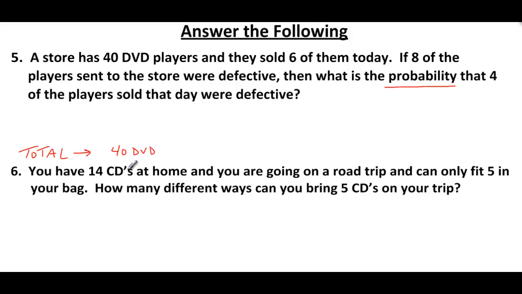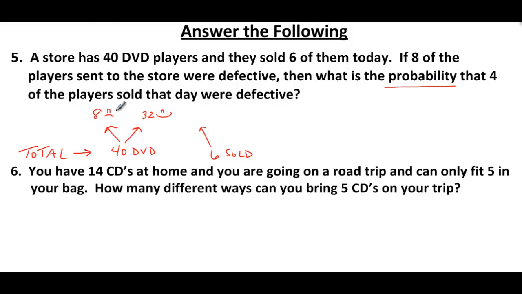And we have 6 of them total that were sold. Now it says 8 of the players sent to the store were defective. So out of these 40, I'm going to say 8 were bad, which means 32 were good. And it's always good to account for everything you have. And it says, what is the probability that 4 of the players sold were defective?